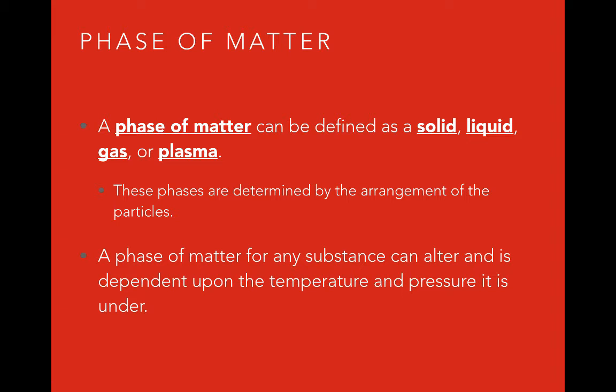For example, gold is usually seen as a solid. If you alter the temperature and the pressure, you can create a gaseous version of gold. Every substance can change its phase. So whether you think it's currently a solid, a liquid, or a gas, by changing the conditions of temperature and pressure, we will be able to change their phase.